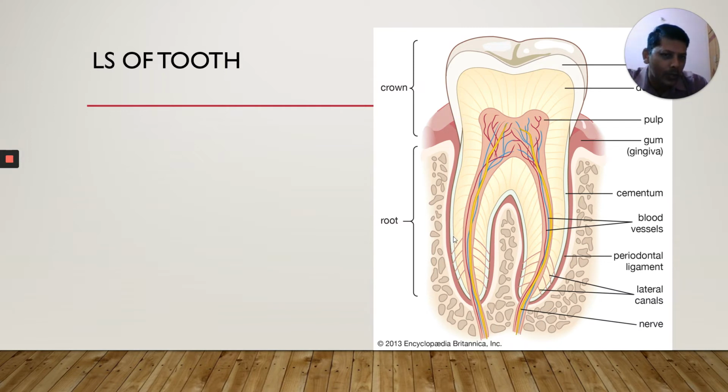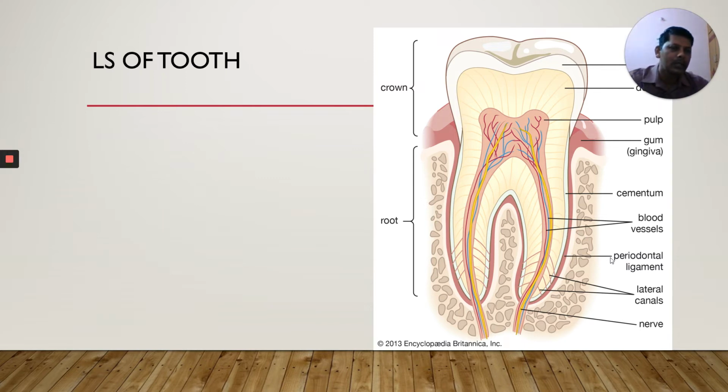What do we call this white part? This is cementum, and this is dentine. Then above this one, this part is called the periodontal ligament. This ligament is joining our bone and tooth, the jawbone, and they are connected by it.